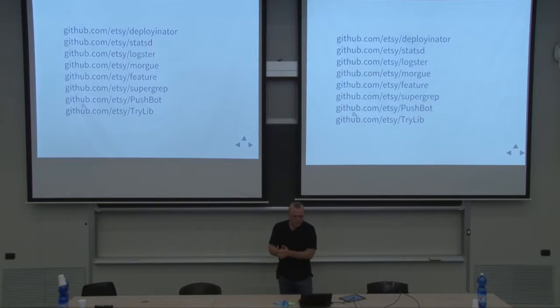Links to all of these tools that we built for managing this whole architecture are all here on this slide. So Morgue is actually a tool for managing postmortems. Feature is our feature flag implementation that manages features within our application. And all this other stuff is here too.